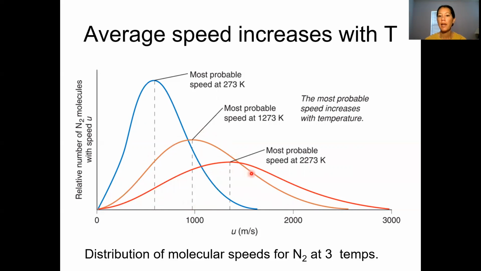The red is at 2,000 degrees C or 2273 Kelvin, and you have a greater distribution, and the most probable speed is maybe around 1,400. Okay.